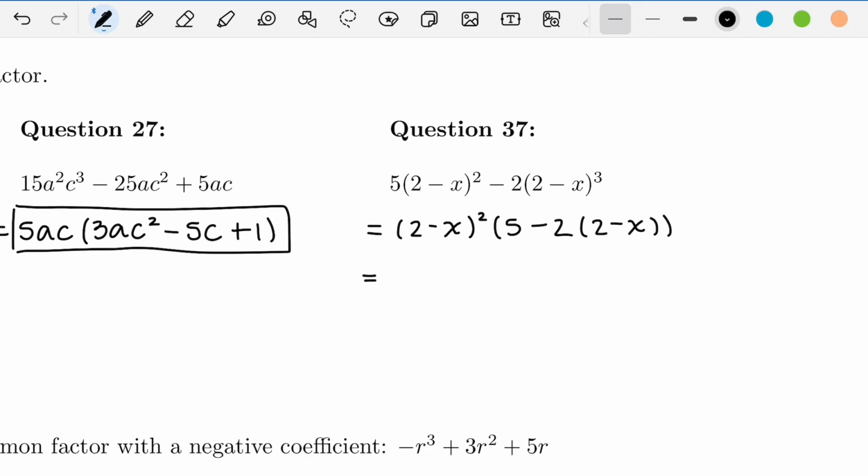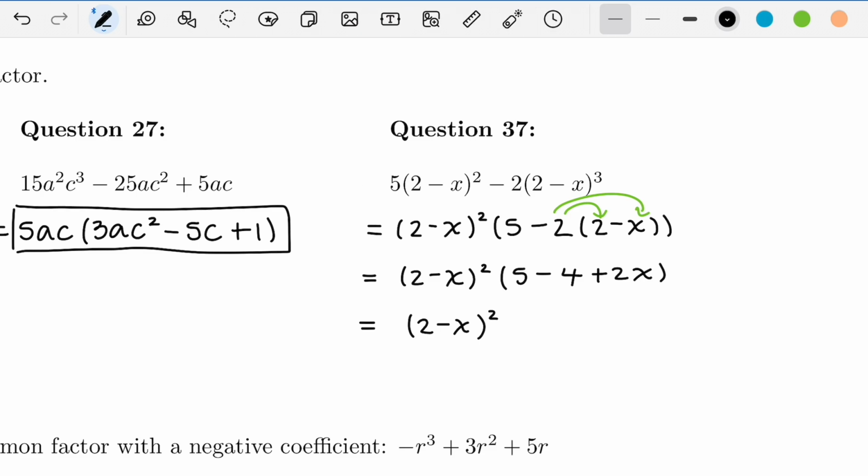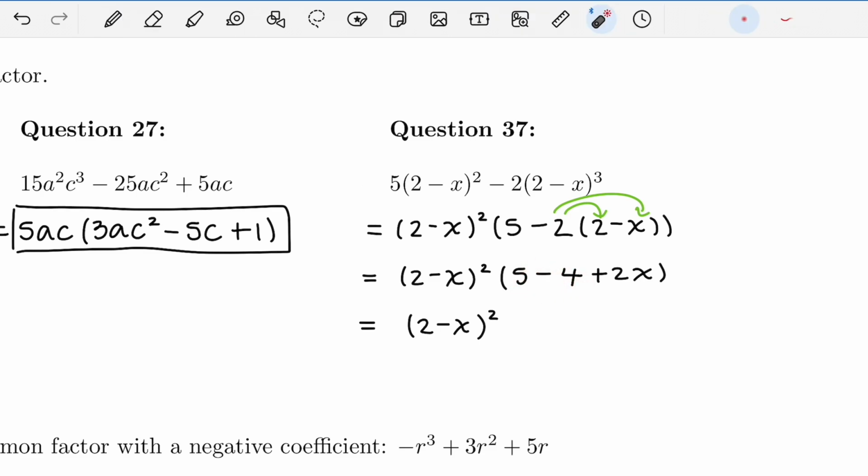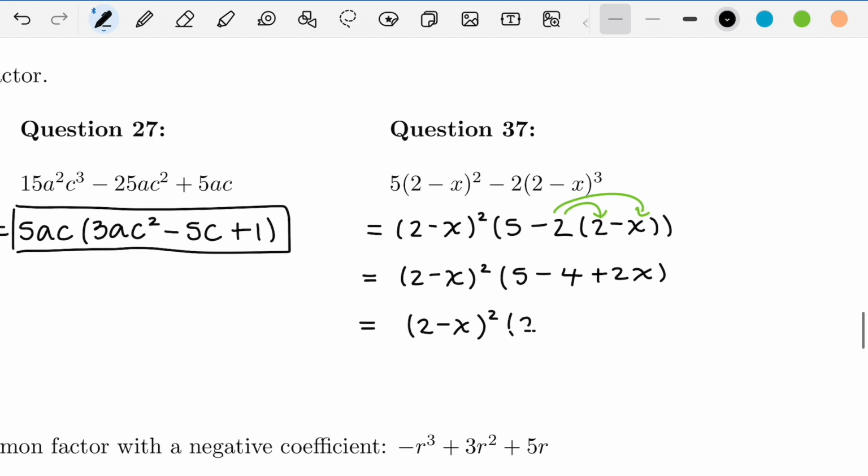So from here, we can actually simplify this a little bit. We have this 2 minus x squared on the outside. On the inside, we can distribute this minus 2 to both terms in our parentheses here. So this will give us a 5 minus 4 plus 2x. And then lastly, we can simplify this one step further. We have 5 minus 4, which would give us 1. So we can write this as 2x.